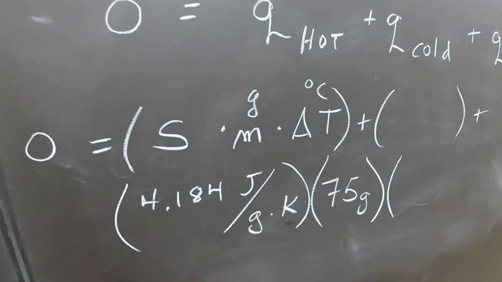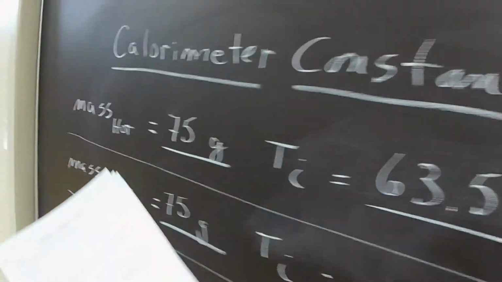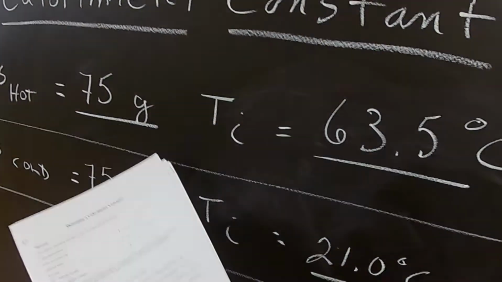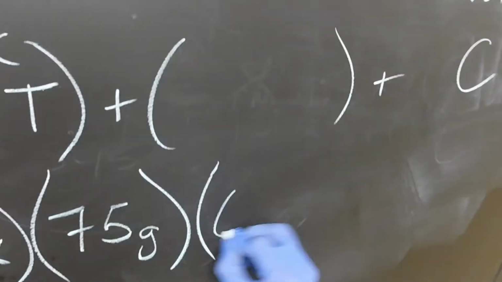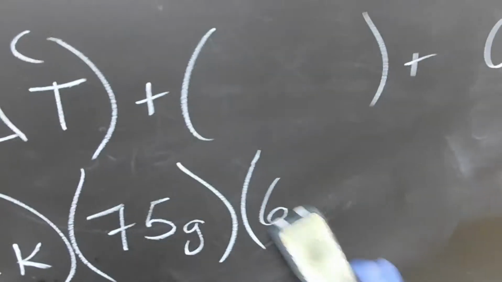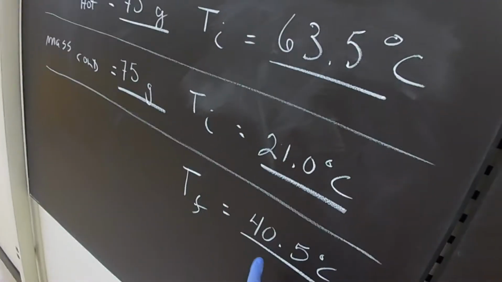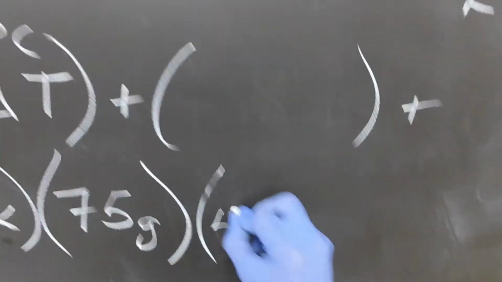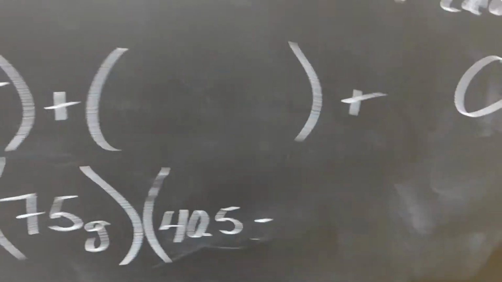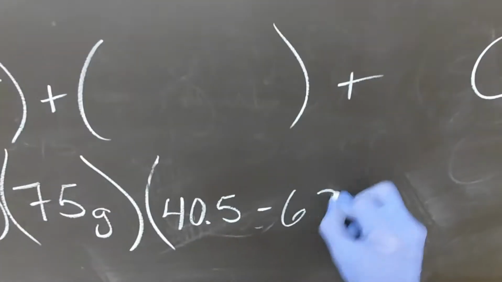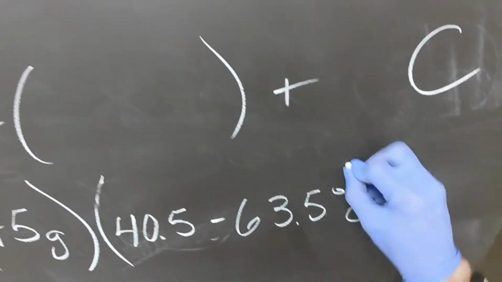And we have the initial temperature of the hot water, which is 63.5. Oops, we want final first. The final temperature for the hot water and the cold water are exactly the same because they equilibrated together in the calorimeter. 40.5 minus 63.5. Okay, that's this term right here.